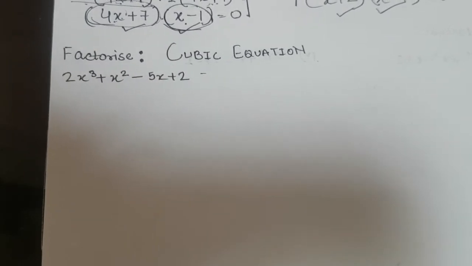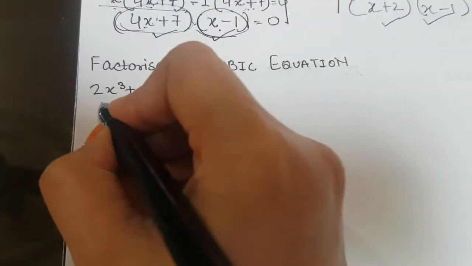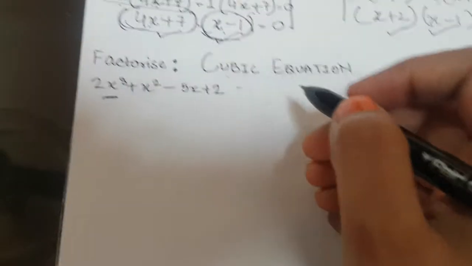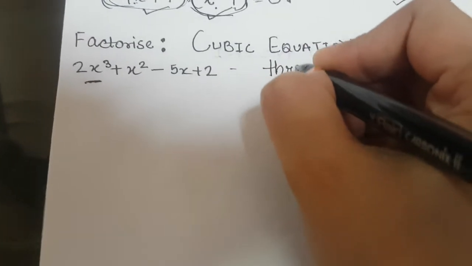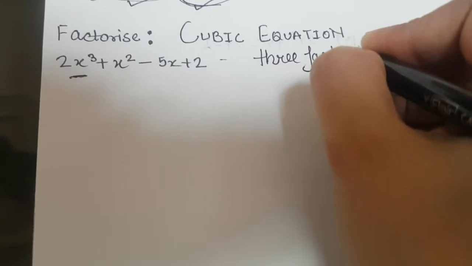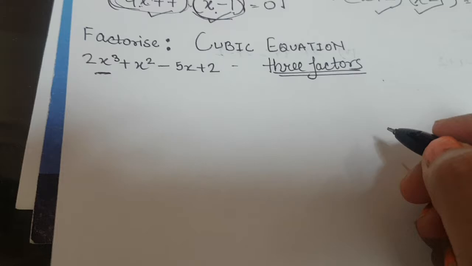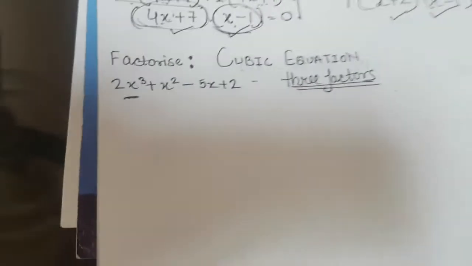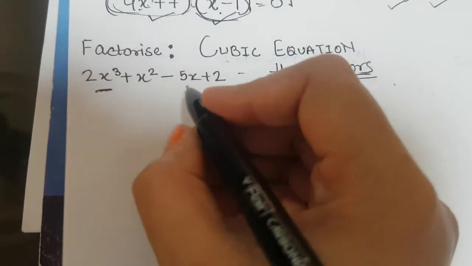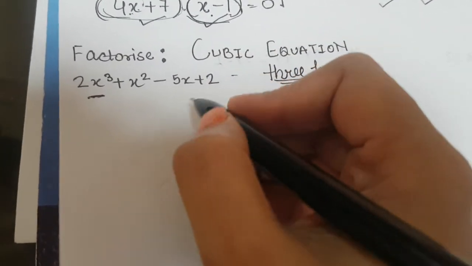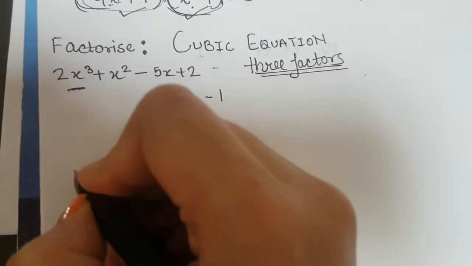So now let's study how to factorize a cubic equation. In a cubic equation, the highest degree is 3. That's why this cubic equation will have 3 factors. How many factors? 3 factors. So how to find 3 factors? In this, we will assume one factor ourselves. What can be the lowest, meaning the smallest factor: 1 or minus 1.